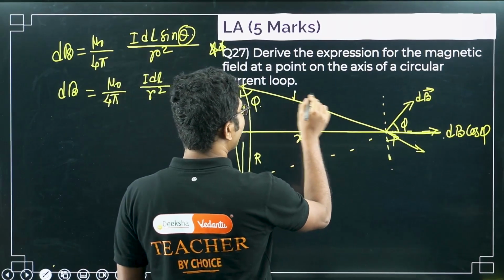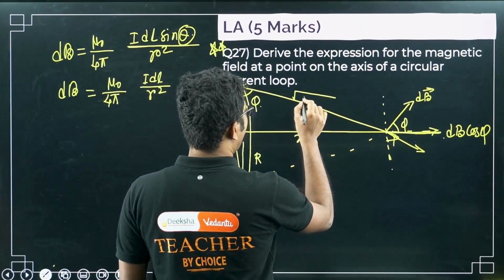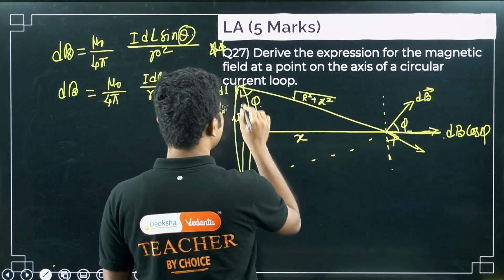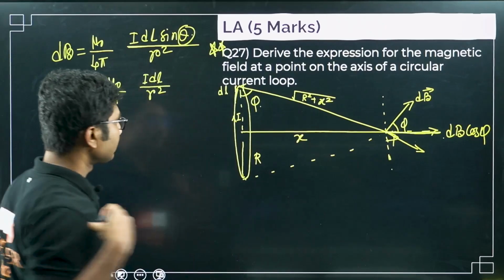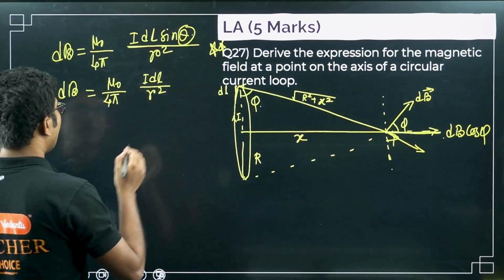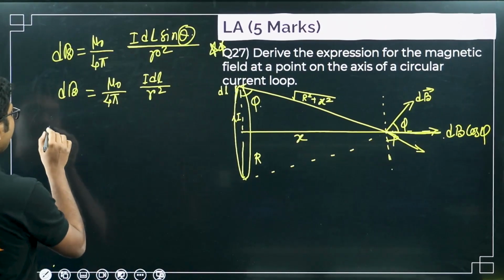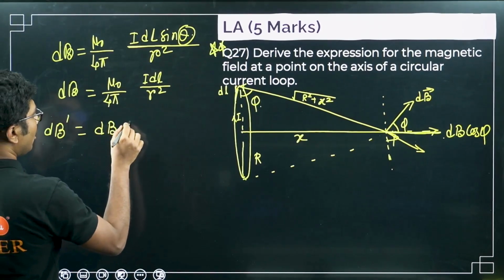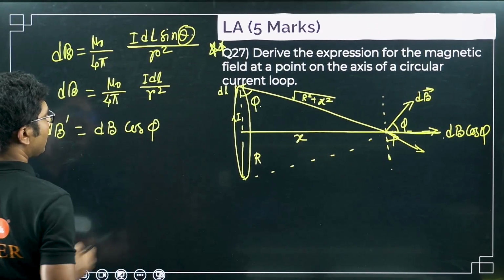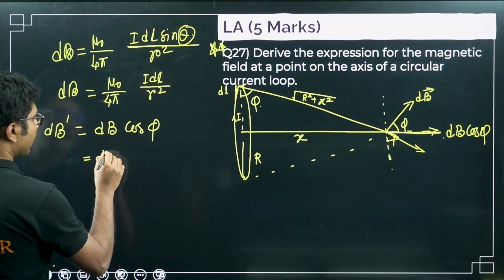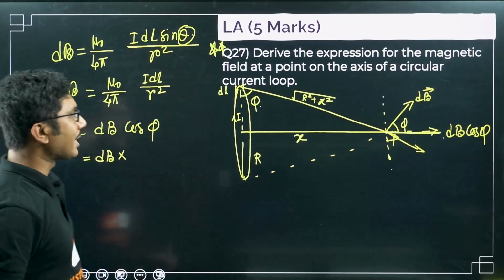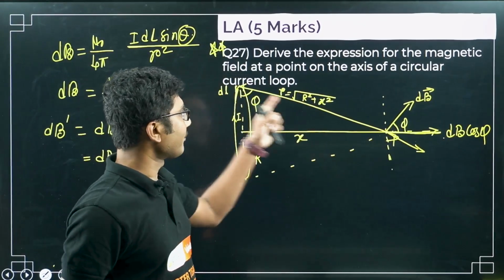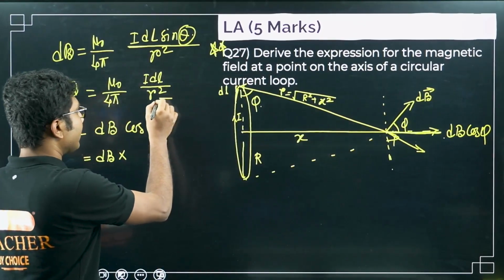This will be square root of r square plus x square. Okay, so this is the value. Now here you have to write the actual dB dash, that is dB cos theta, cos phi. So what is cos phi here? Cos phi, you can see this is r, by the way. So this is the r for this r as well, right?